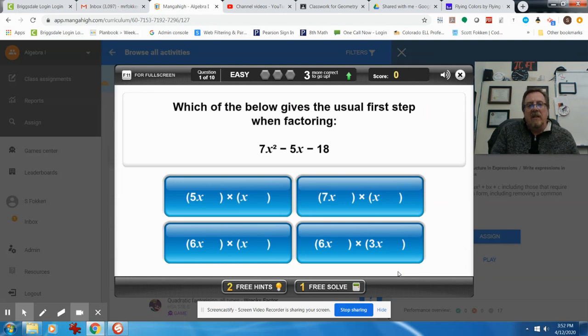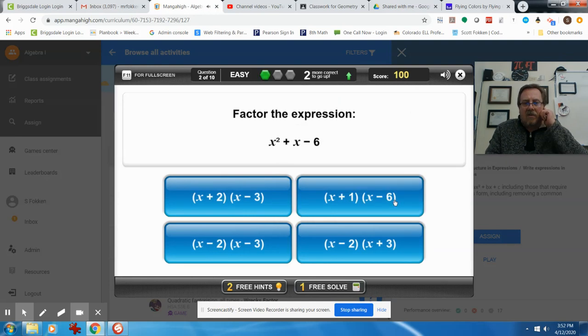Okay, well, 7x and x, I think that would probably be what we're looking at. That's the only way we can get to 7x squared. 5x and x isn't going to work. 6x and x isn't going to work because we're not adding, we're multiplying. So 7x and this one look like those are the ones we want.